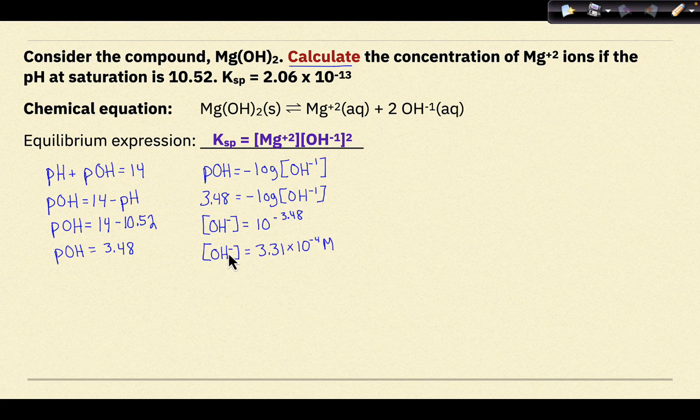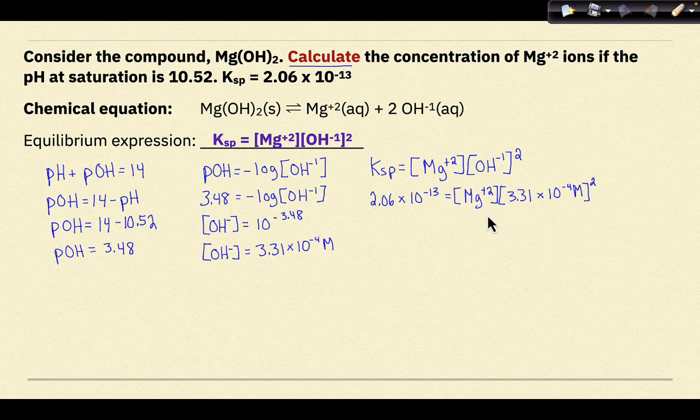Now that we have our hydroxide ion concentration and our Ksp value, we can solve for our magnesium ion concentration. So we'll start by rewriting our Ksp expression. We'll plug in our Ksp value and our hydroxide ion concentration value, and we'll solve for our magnesium ion concentration. When we do our calculations here, our answer is 1.88 times 10 to the negative 6 molarity.